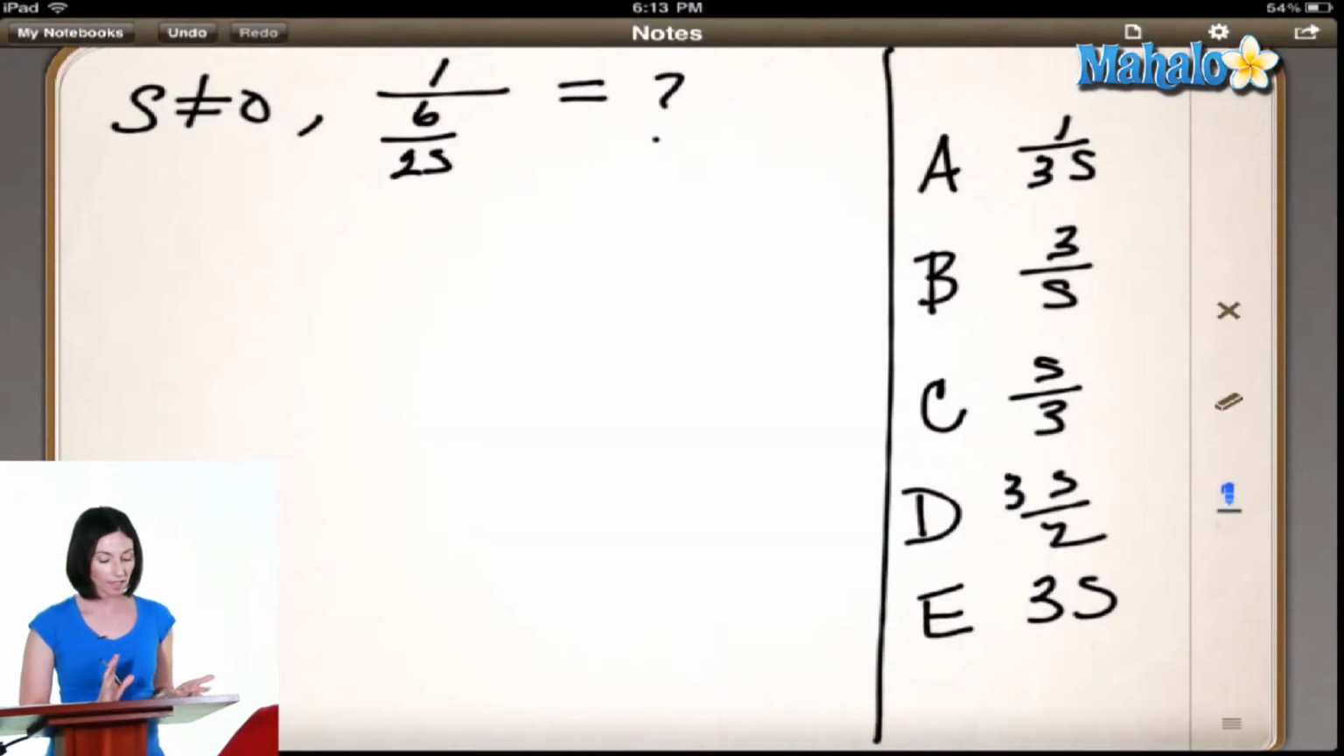So let's get started. Let's take a look at problem 15. It says if s is not equal to 0, then 1 over 6 over 2s is equal to what? So anybody think they know how to do this one?